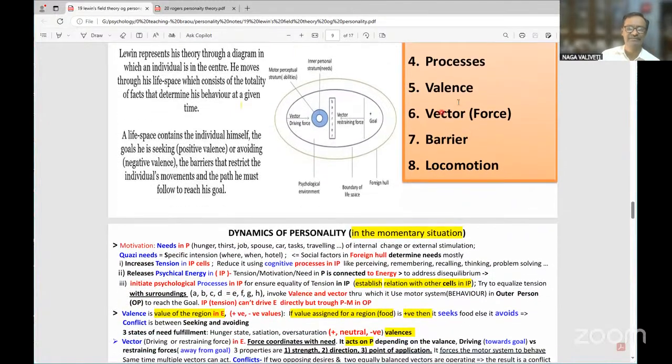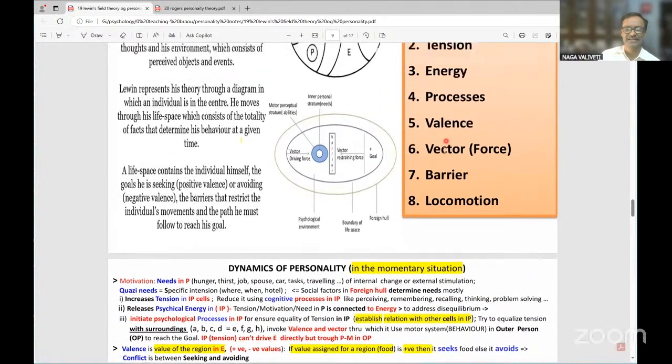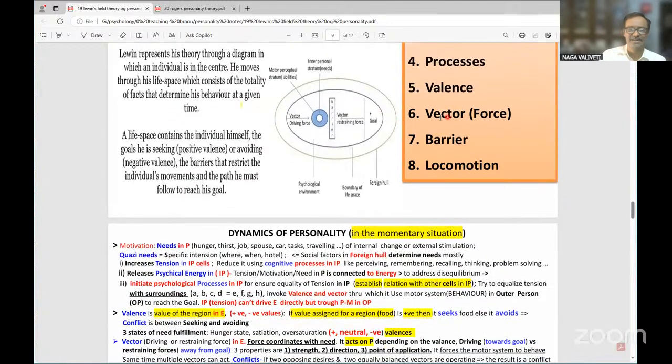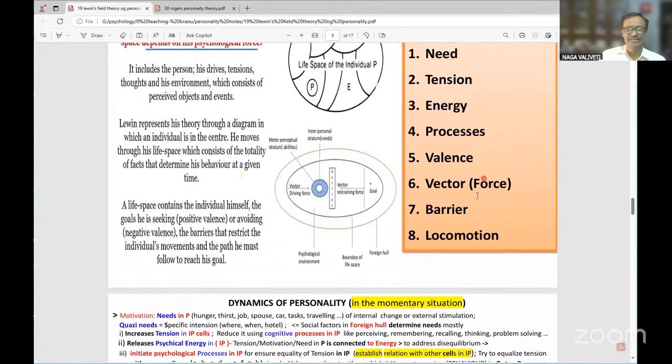For that, there will be valency, whether this need is attracted by you or repelled by you. Positive or negative force, negative attitude will be here. Then comes the vector force, whether driving force or restraining force will be acting. Here, the barrier will be there. This is called the barrier. What acts on the barrier? Restraining force will be acting on the barrier.